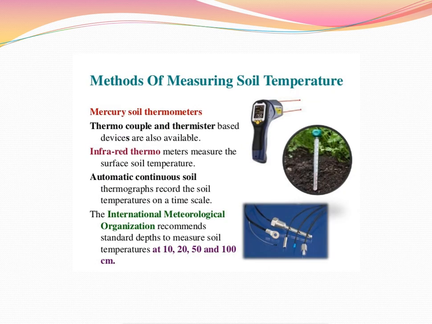Then methods of measuring soil temperature. Tensiometer is one of the methods for measuring soil temperature. Some soil thermometers are used for measuring soil temperature, that is mercury soil thermometer, thermocouple and thermistor based devices. Then infrared thermometers. These are used at depths of 10, 20, 50 and 100 centimeters.